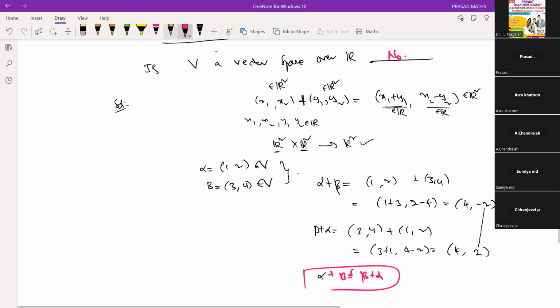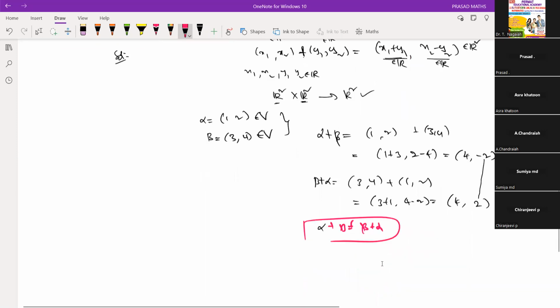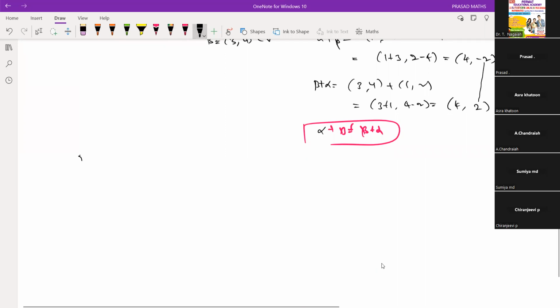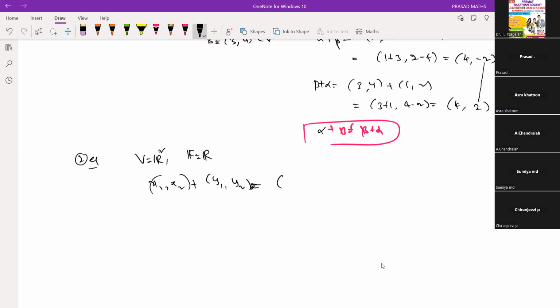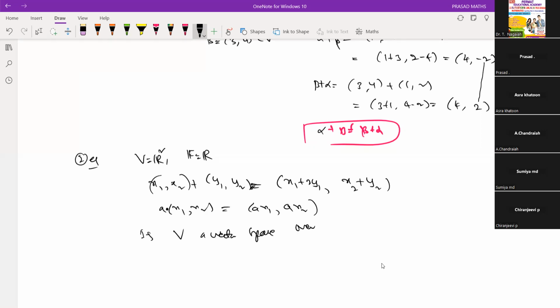So therefore, the next one is, suppose you take this same one, V equals R2, F equals R. My vector addition is defined like this: (x1, x2) plus (y1, y2) equals (x1 plus 2y1, x2 plus y2), and scalar multiplication is defined like this: a into (x1, x2) equals (a x1, a x2). The question is, is it a vector space over the field R?